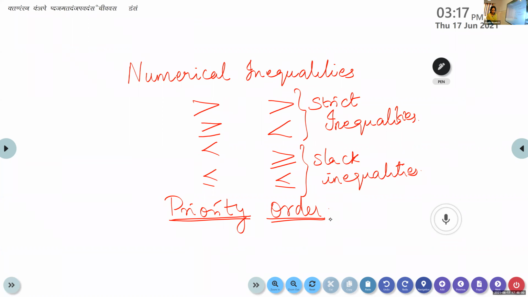First, we'll be evaluating less than or greater than. Whenever there are strict inequalities, that one will be evaluated first. Then we'll be evaluating less than or equal to or greater than or equal to. And third, we'll be equating equal to. So these are the cases. In this order only we evaluate: less than or greater than, less than or equal to or greater than or equal to, then equal to. Okay.